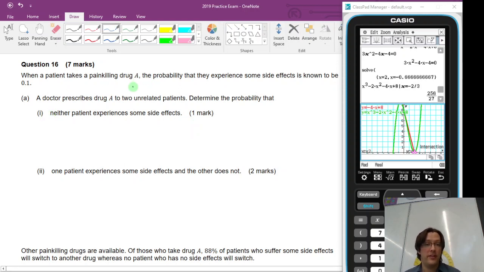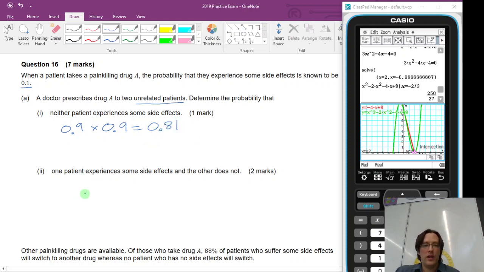When a patient takes a pain-killing drug, the probability they experience some side effects is known to be 0.1. The doctor prescribes drug A to 2 unrelated patients. What's the probability that neither patient experiences some side effects? So the patient not experiencing side effects will be 0.9. 2 of them not experiencing side effects will be that times that, same one twice, which is 0.81.